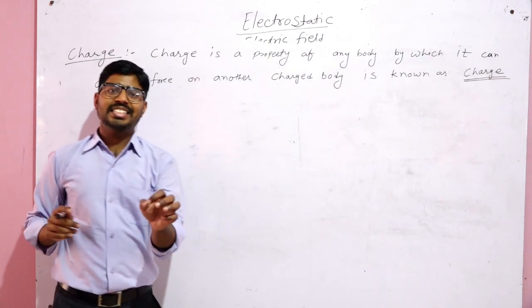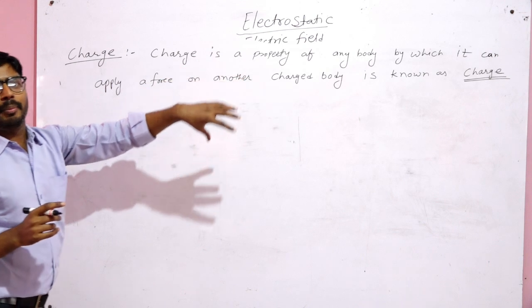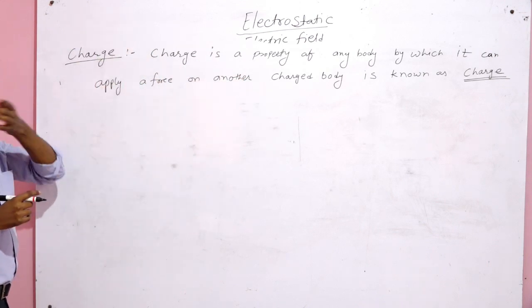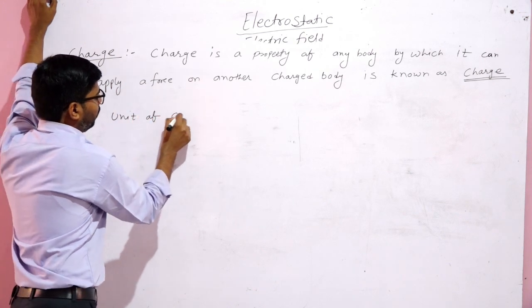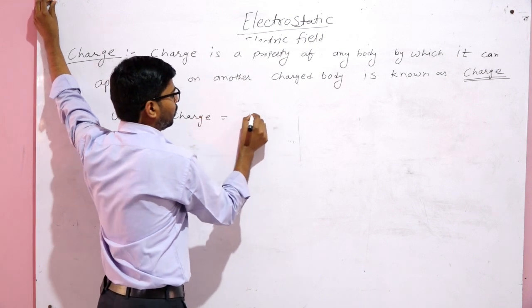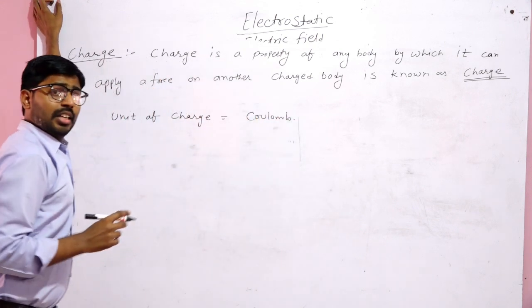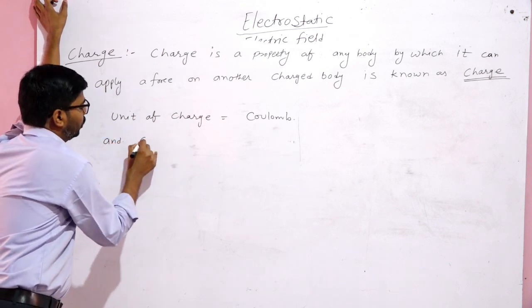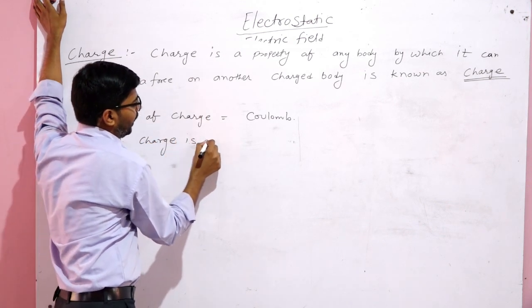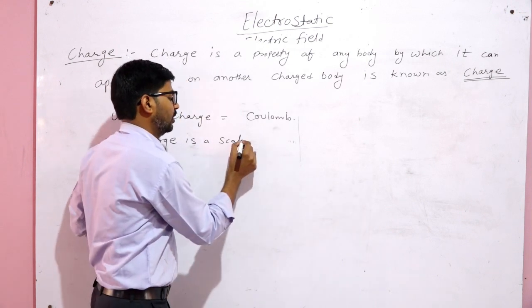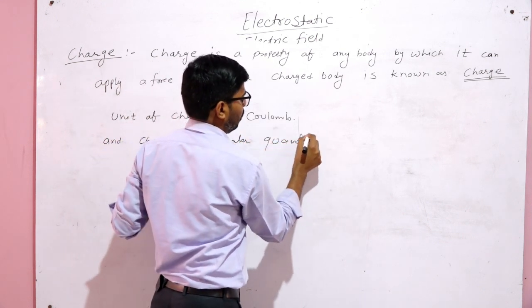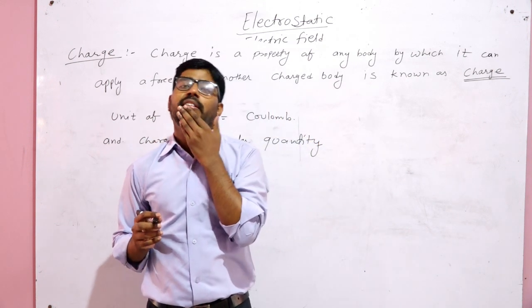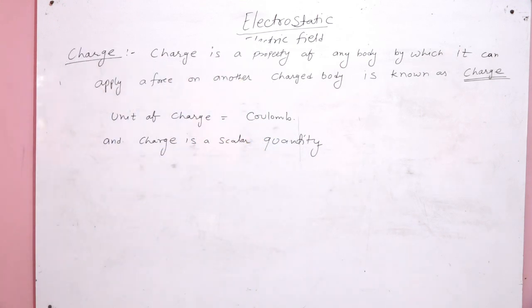So what is charge? Charge is a property. चार्ज इज ए प्रॉपर्टी, यानी किसी भी मैटर की क्या होती है? प्रॉपर्टी होती है, ये उसका एक गुण है. चलिए, इन द यूनिट ऑफ चार्ज, यूनिट ऑफ चार्ज इज कूलम एंड चार्ज is a scalar quantity. Charge is a scalar quantity, not a vector quantity. Clear? लिख लीजिए इसको.